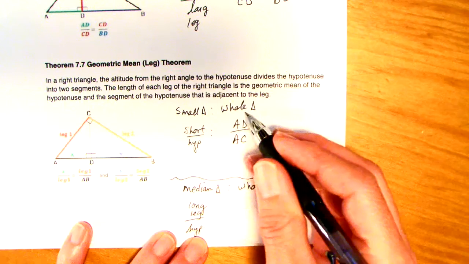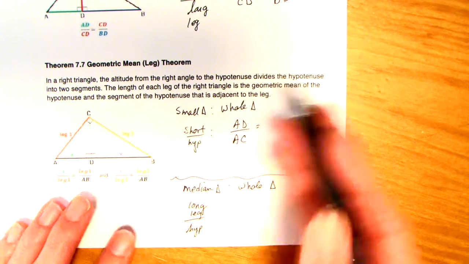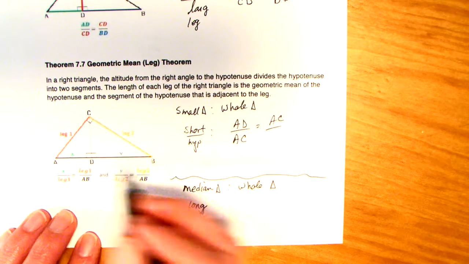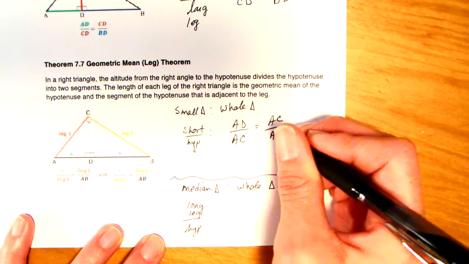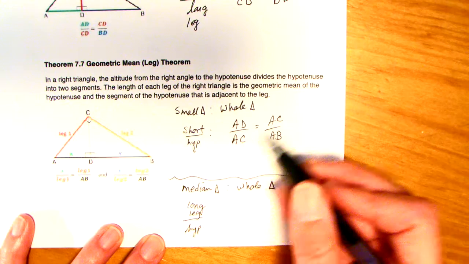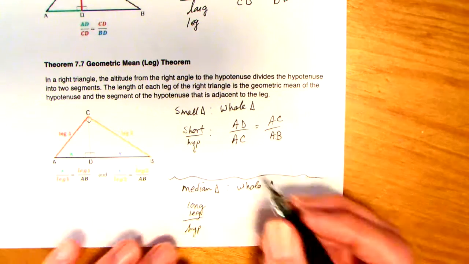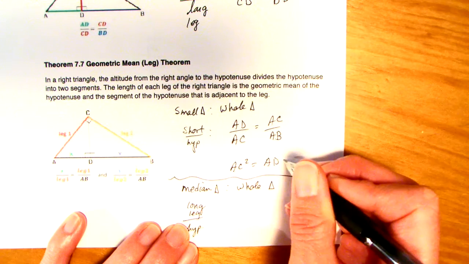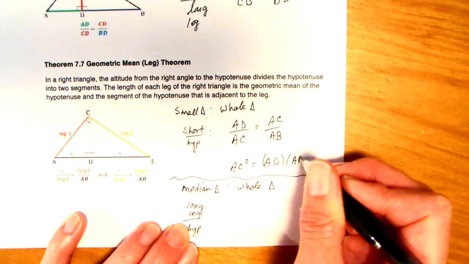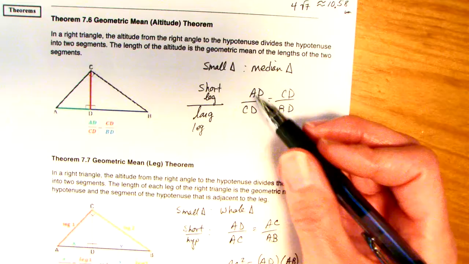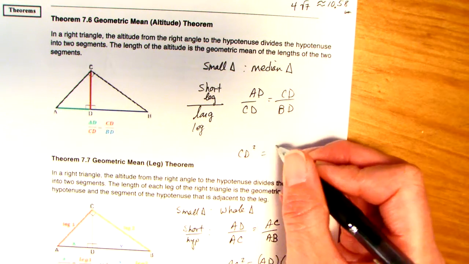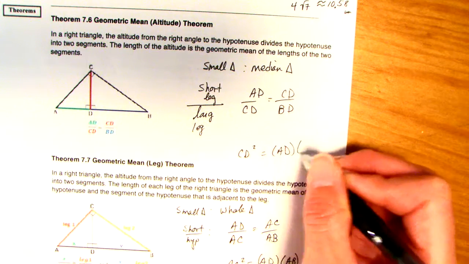Now, for the whole triangle, the shorter leg is AC. Hypotenuse for the whole triangle is AB. And notice, once again, this should be squared. AC squared is equal to AD times AB. Going up here, if I cross multiply, CD squared is equal to AD times BD.